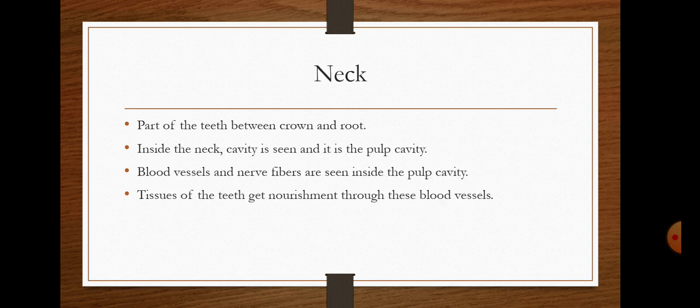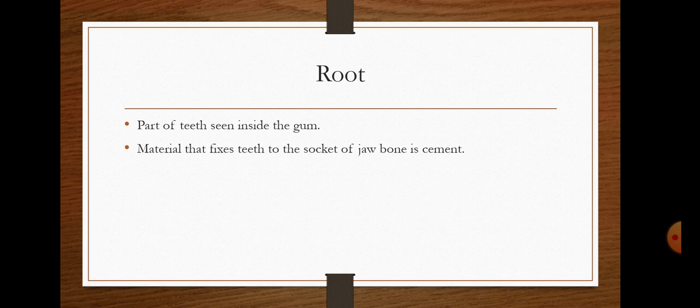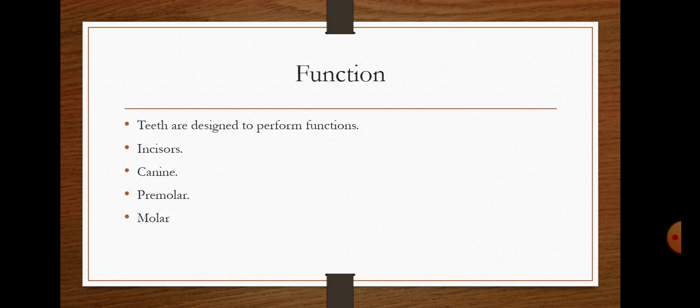Neck. It is the part of the tooth between the crown and root. Inside the neck, a cavity is seen and it is the pulp cavity. Blood vessels and nerve fibers are seen inside the pulp cavity. The tissues of the tooth get nourishment from these blood vessels. Root. It is the part of the tooth seen inside the gum. The material that fixes the tooth to the socket of the jawbone is cement.